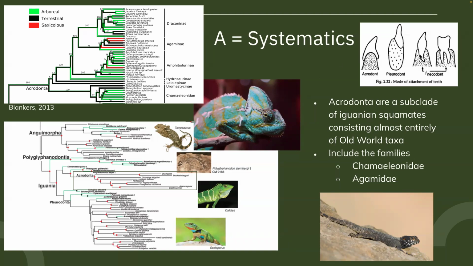This picture over here shows the acrodont, the type of teeth that they have, in comparison to these other two teeth, say thecodont and pleurodont. You can see that the tooth is fused to the jawbone. And in these ones, the tooth looks like it's being fused inside of the jawbone. This is basically what we have. And then we have the Agamidae down here, and we have a Chameleonidae right here.